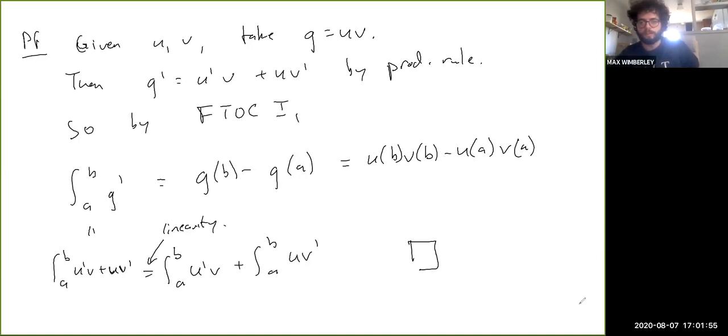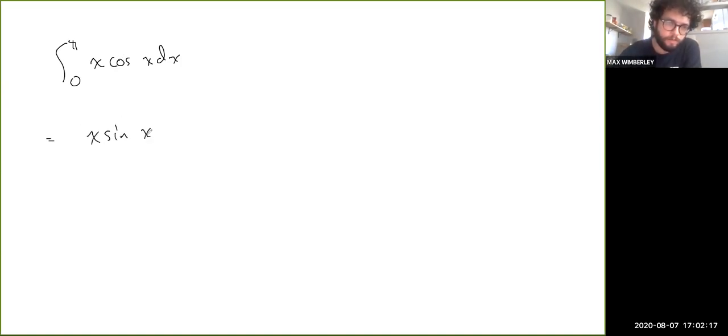This is just a useful computational technique. You've all seen integration by parts before. We can use it, so they give an example. We can use it to integrate things like the integral from 0 to pi of x cosine of x dx, right? If we recognize cosine as the derivative of sine, this is going to be x sine of x evaluated at pi and 0, minus the integral of just sine of x from 0 to pi dx.